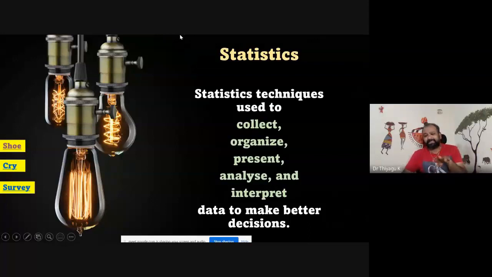Statistics is a technique, and there are five processes. The first process, we have to collect the data. Then the second process, we have to organize the data. After collecting, we do the organization. After organizing, I can go with the presentation. After presentation, I can move to the analysis part, where I can apply some kind of statistical approach. Finally, I come to the conclusion, the interpretation.